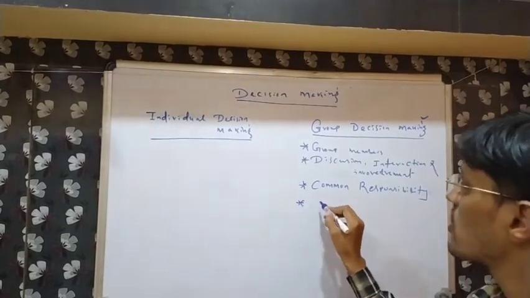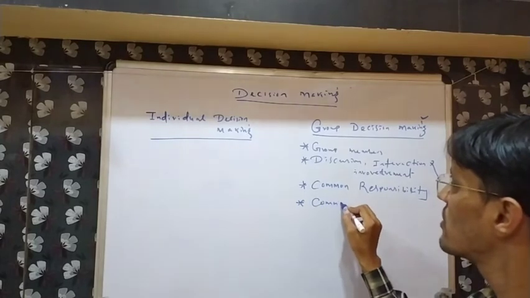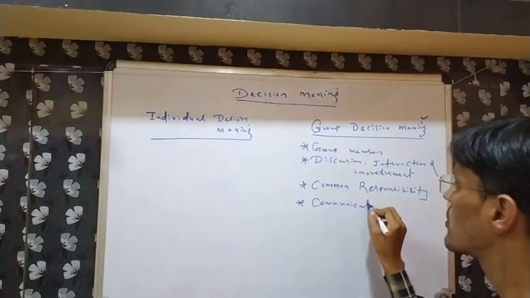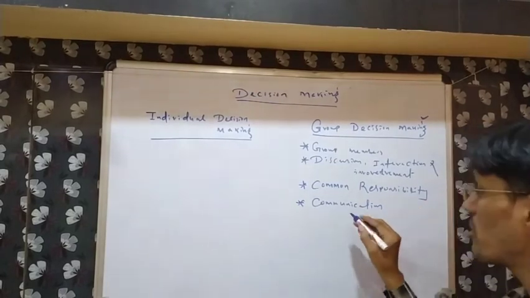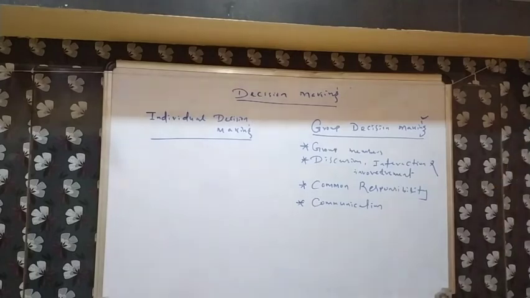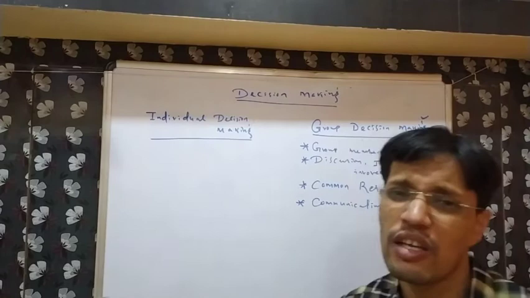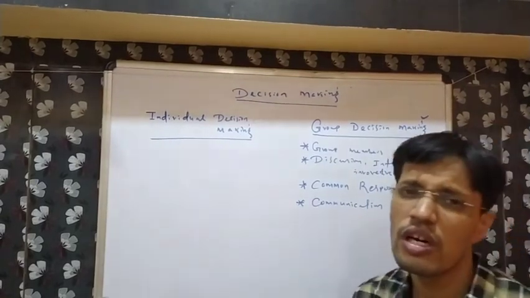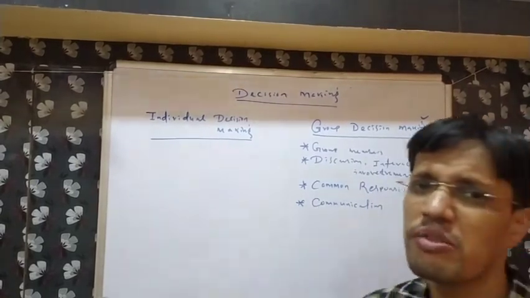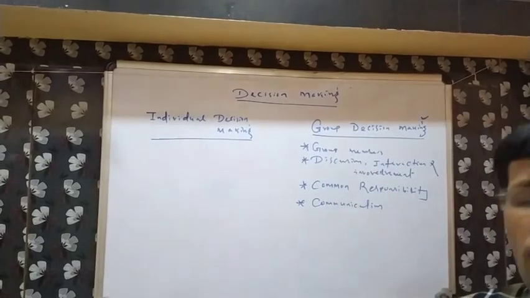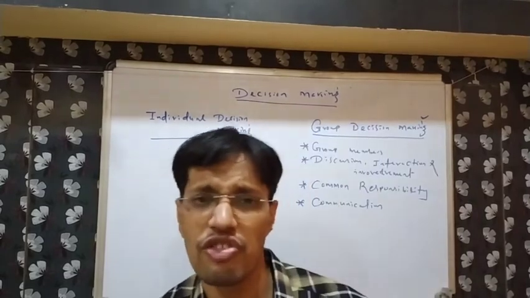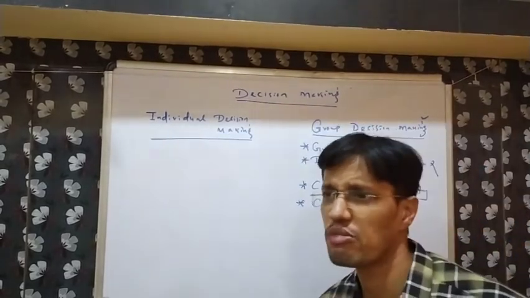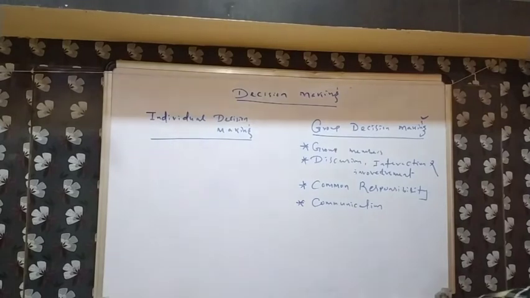And communication and sharing of information would be the major criteria in order to judge the quality of decision making. So you can say we find this kind of decision making system, this kind of decision making process, very commonly in organizations.